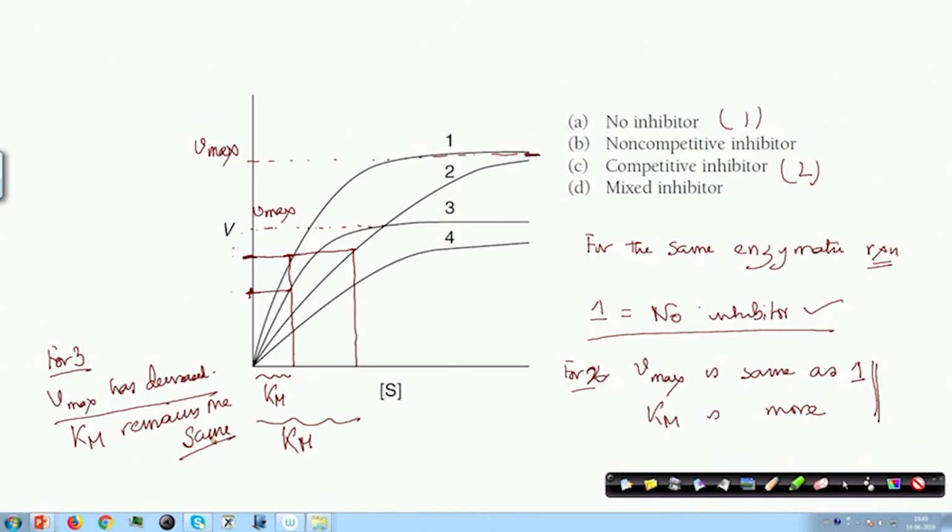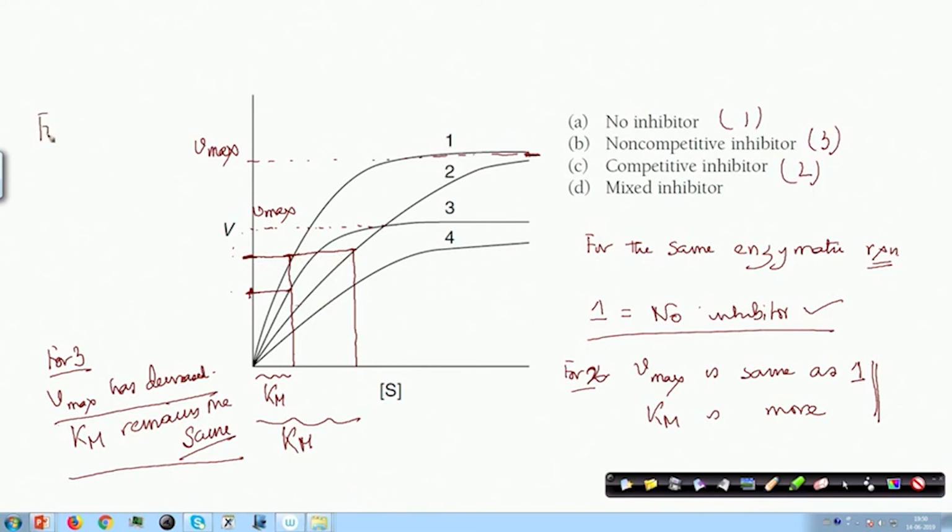Okay. So, in that case what happens? Km remains the same, because the binding of the substrate is independent of the binding of the inhibitor, but your Vmax will decrease, because no reaction happens when both substrate and inhibitor are bound to the enzyme. So, your effective ES concentration is decreased. So, your value of Vmax will also decrease. So, this is a case of non-competitive. So, that means 3 is non-competitive, and if you draw the fourth one, you will see that here Vmax has changed as well as the Km.